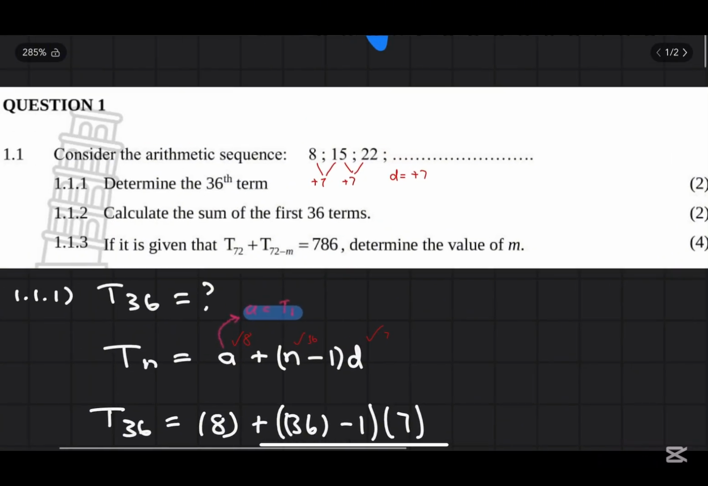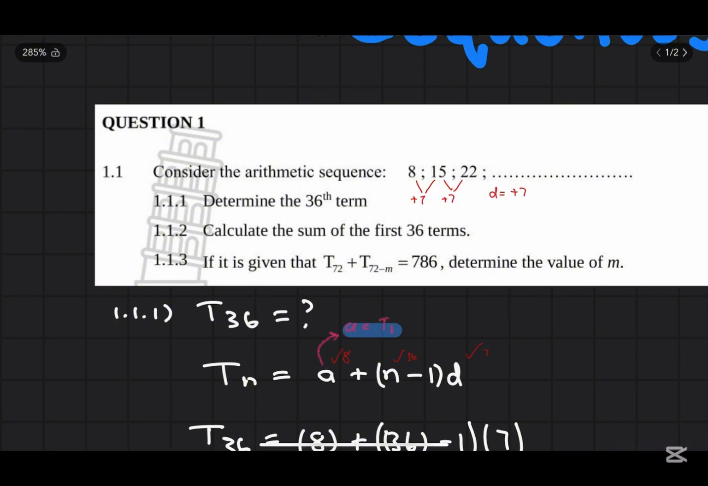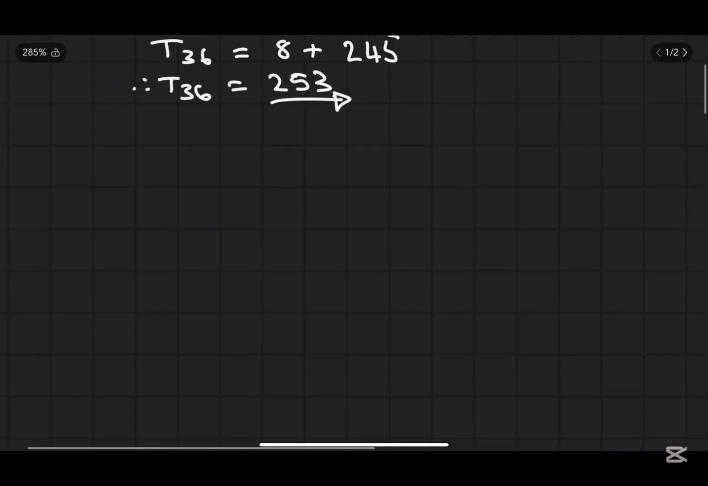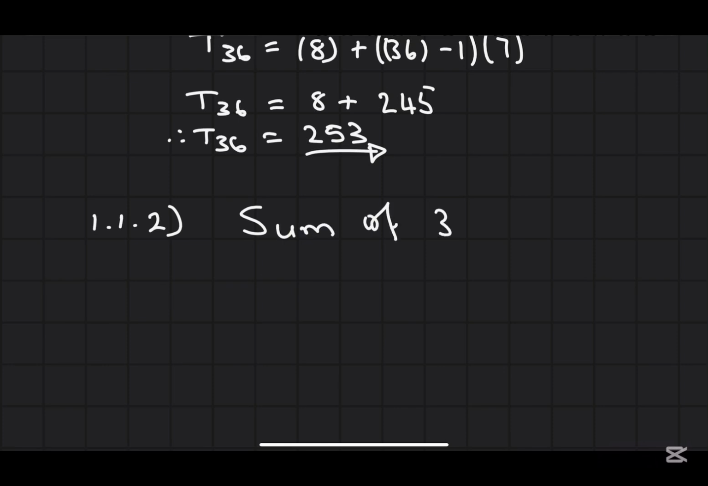Let's move on to 1.1.2. Essentially, they're saying calculate the sum of the first 36 terms. So they're looking for S36.